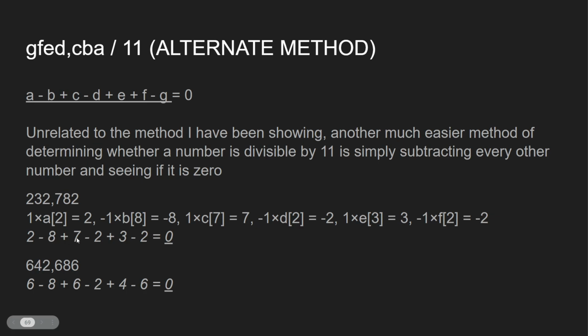2 minus 7 plus 2 minus 8 plus 7 minus 2 plus 3 minus 2 is 0. So the purpose of this is you're trying to get the value to be 0. You want it to be 0. You don't want it to be any number that's divisible by 11. You want it to be exactly 0. So this is why this is an alternate method, because rather than proving that your sum is divisible by 11, you're trying to prove that it's exactly 0.